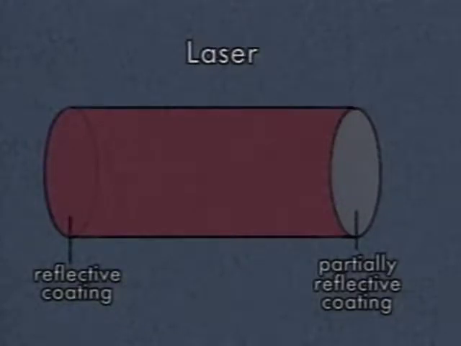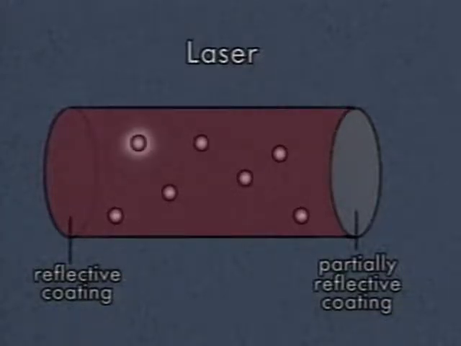There are several different types of lasers. This laser consists of a glass tube with a reflective coating on each end. One end is only partially reflective. The tube contains a colored liquid. When an electric current flows through the liquid, the atoms which make up the liquid become excited.